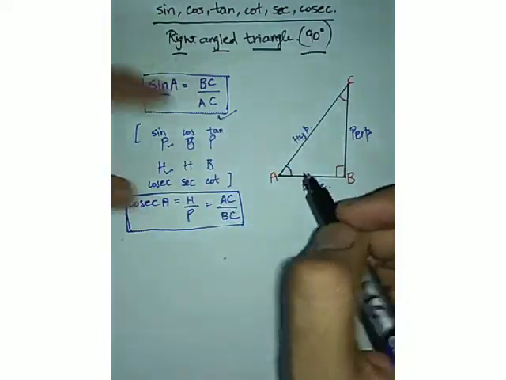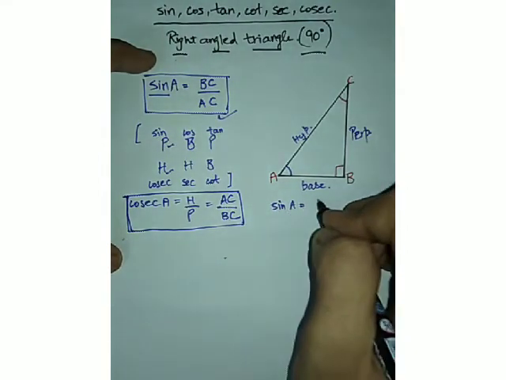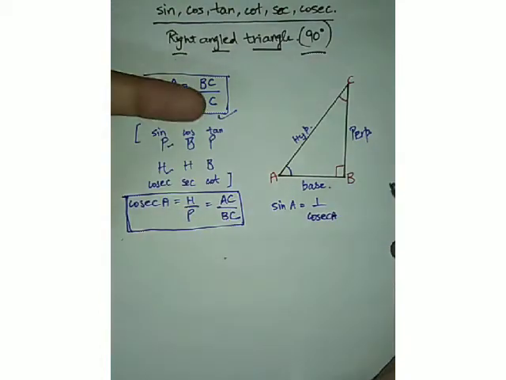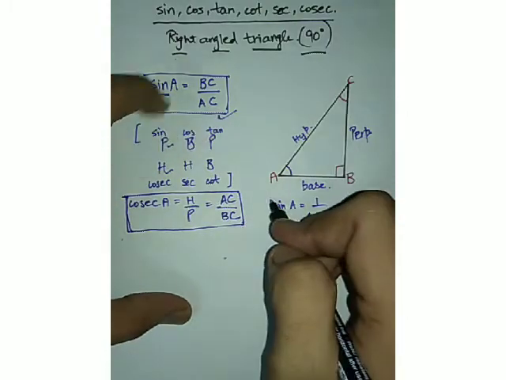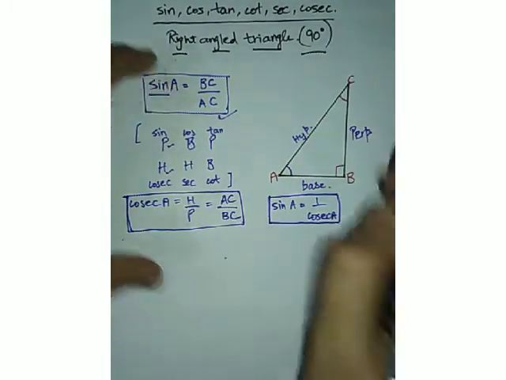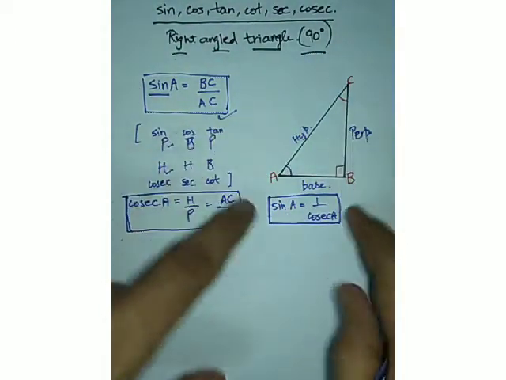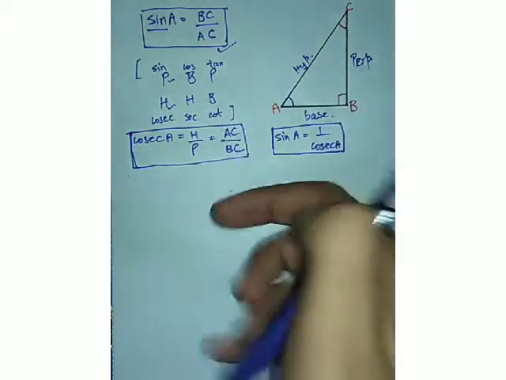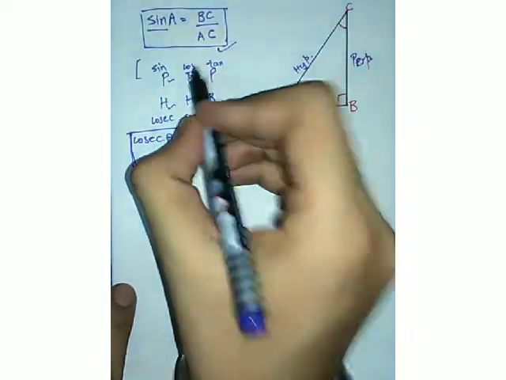From here we can derive a result that is very important, that is sine A is always equal to 1 upon cosecant A, or vice versa, that cosecant A is equal to 1 upon sine A. So in this way we are simultaneously representing trigonometric functions, finding their values, and also defining some of the relations. Now let's move ahead to the next trigonometric function, that is cos.